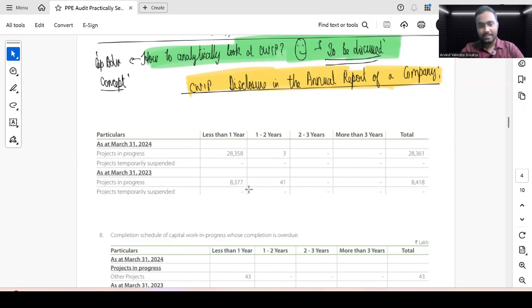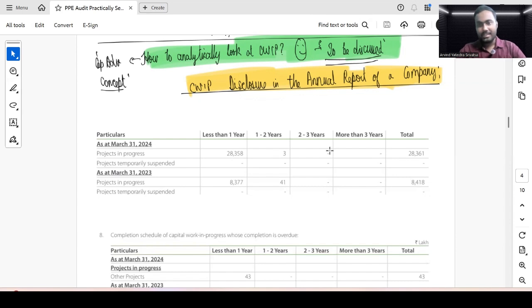Projects in progress 8377, 41, and this is the total. So there have been no projects that were temporarily suspended here. What we are basically trying to say is these are the projects in progress, and projects amounting to 28358 are less than 1 year, while in the 1 to 2 years bucket, there is an amount of 3. So basically, how do we arrive at this disclosure, guys?